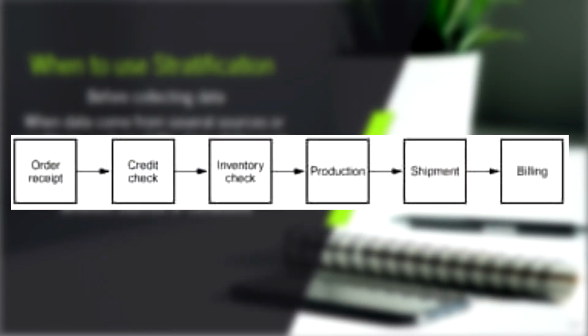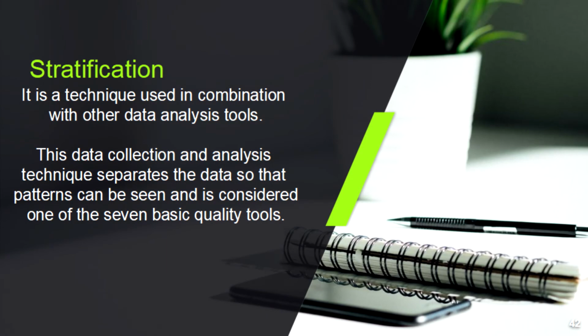The next one is the flow chart. Alam naman na natin lahat to. Ito yung sequence. Like sa first, ito yung order receipt. Next, credit check hanggang sa billing. Okay, next.